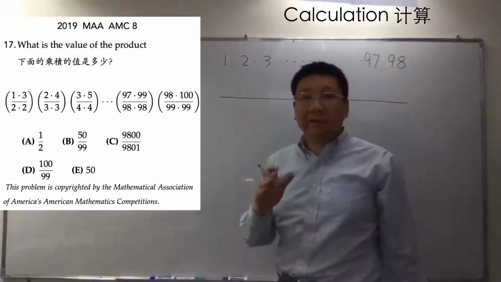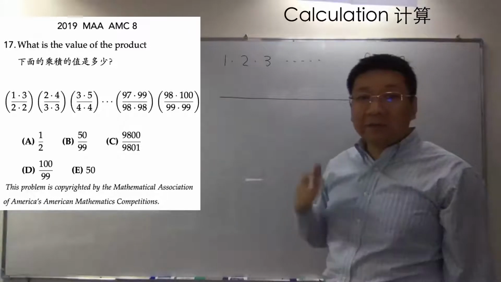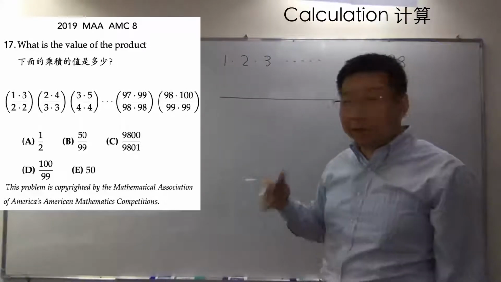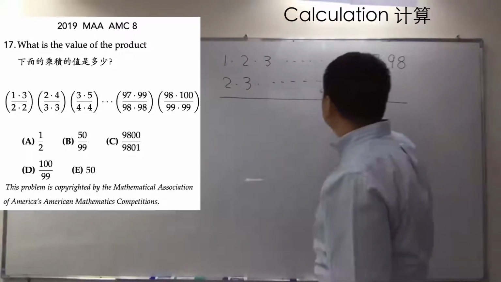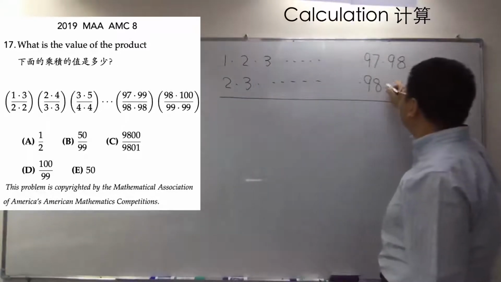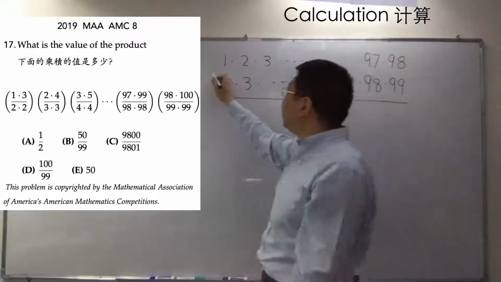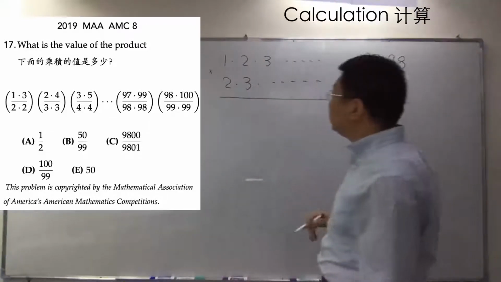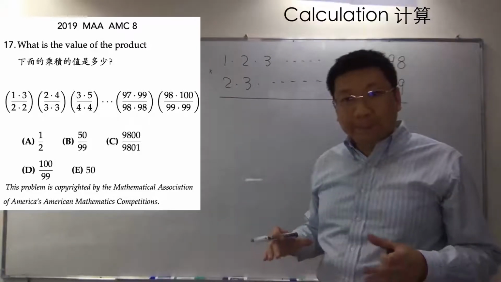And then for the second line, we write down the second factor in all the numerators. So it will be 2 times 3 times dot, dot, dot, times 98 and times 99. Okay, that's how I write. Of course, there's also a product of these two lines. So that's how I write the numerator.